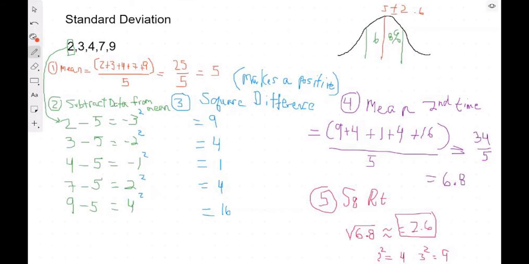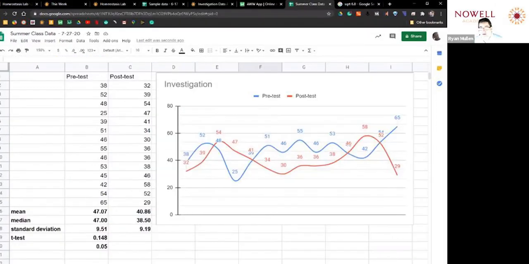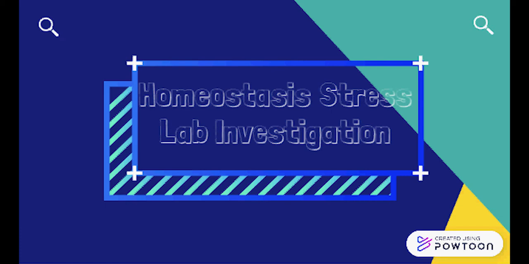With data, students learned how to calculate standard deviation, how to perform a standard t-test, and how to create a graph within a spreadsheet. The students took their findings and presented it in a video. Homeostasis Stress Lab Investigation.